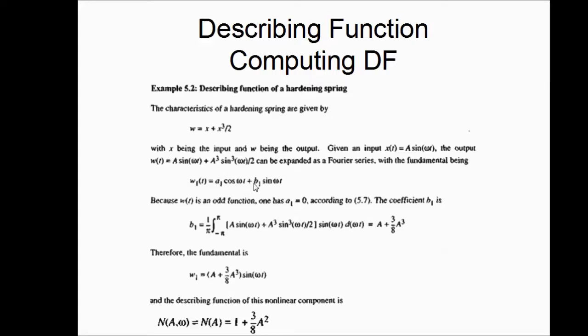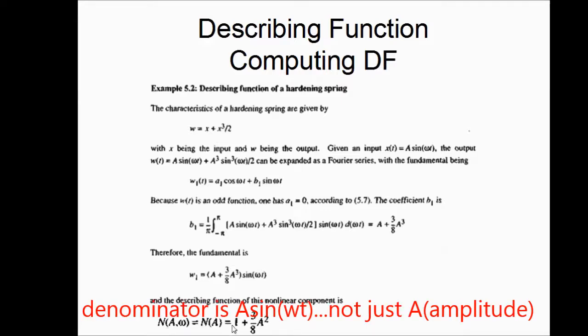be computed. By the assumptions and the definition of Fourier coefficients, we have a1 is 0 and b1 works out to be this quantity, a plus 3/8 a cubed. So the fundamental w1 is this multiplied with sin omega t. So the describing function is this divided by the amplitude of the input sinusoid. So the describing function is 1 plus 3/8 a squared.